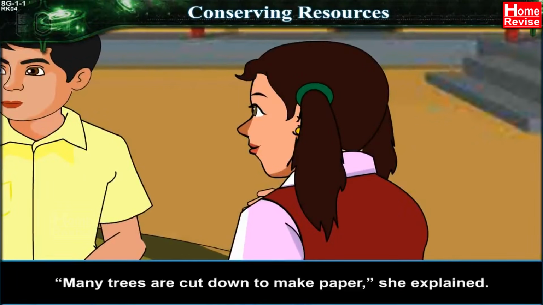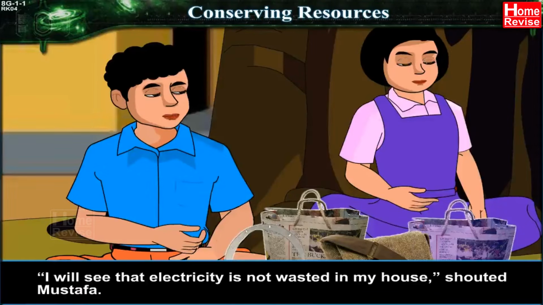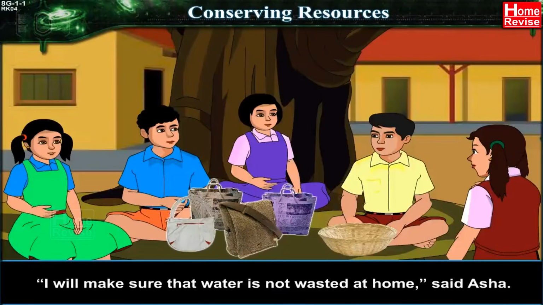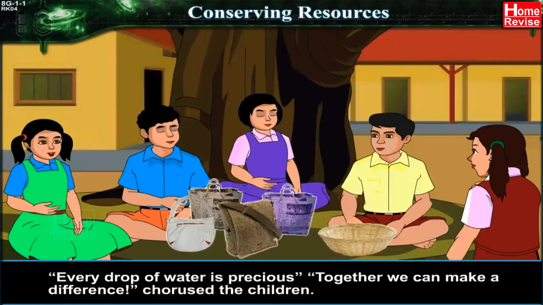"Many trees are cut down to make paper," she explained. "I will see that electricity is not wasted in my house," shouted Mustafa. "Electricity comes from water and coal. I will make sure that water is not wasted at home," said Asha. "Every drop of water is precious. Together we can make a difference," chorused the children.